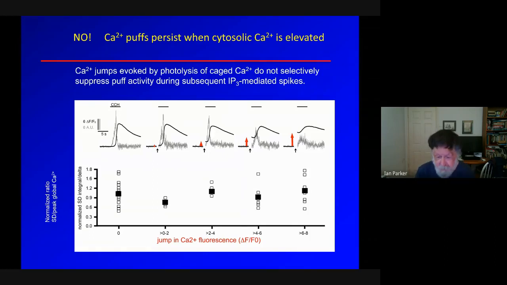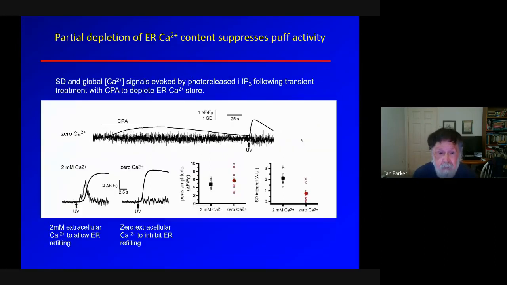So what might be the explanation? So we then thought, well, calcium in the cell is pretty much a zero-sum game. The calcium which is going up in the cytosol, it's coming from the ER, so the ER calcium levels are dropping. Is it a drop in the ER calcium which is terminating the puff activity? So here's an experiment to test that idea. Let me talk you through this top trace.